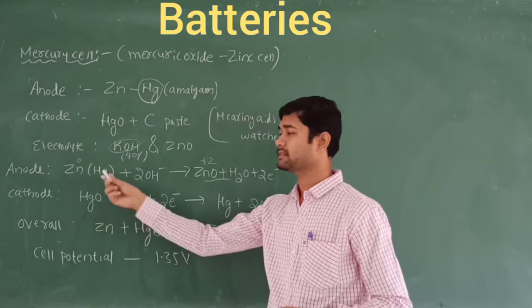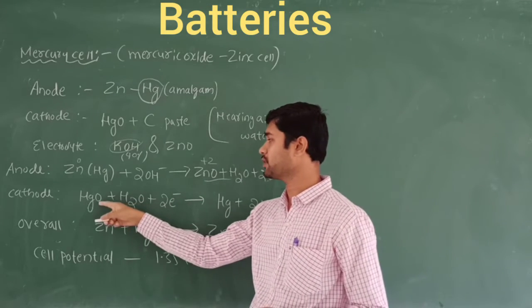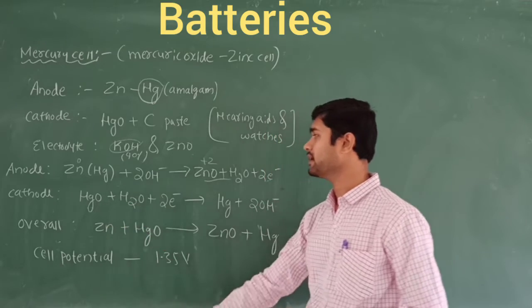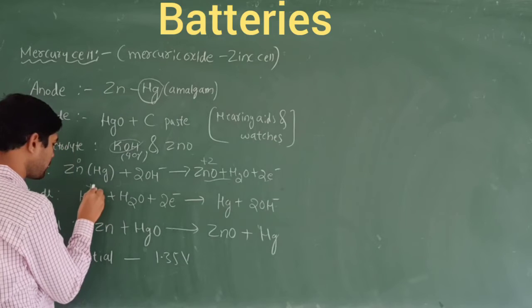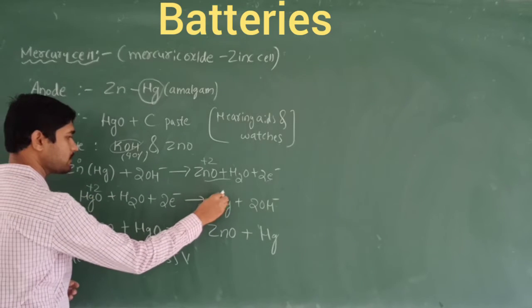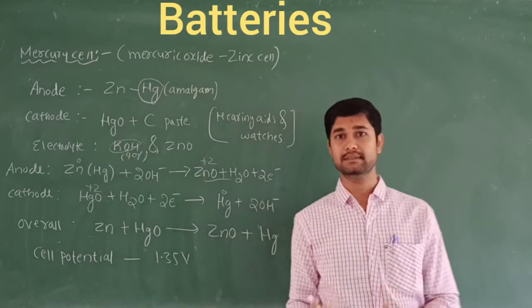What about the cathode? The cathode utilizes the 2 electrons in this reaction, that is mercury oxide plus water molecules. In this mercury oxide, what is the oxidation state of mercury? It is +2, whereas on the right-hand side it becomes 0, meaning +2 to 0. That is called gaining.